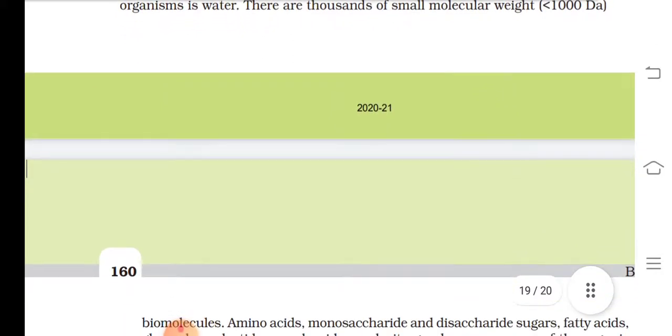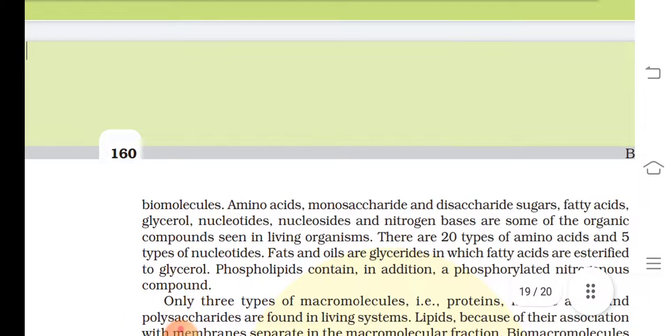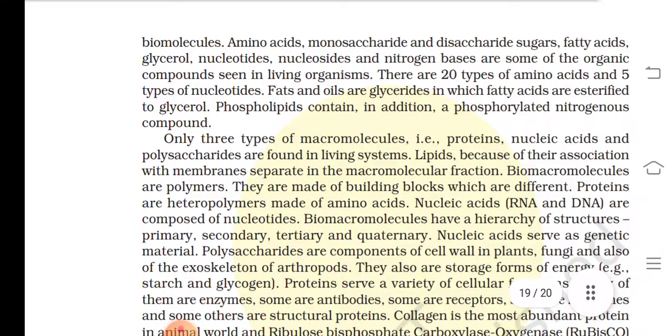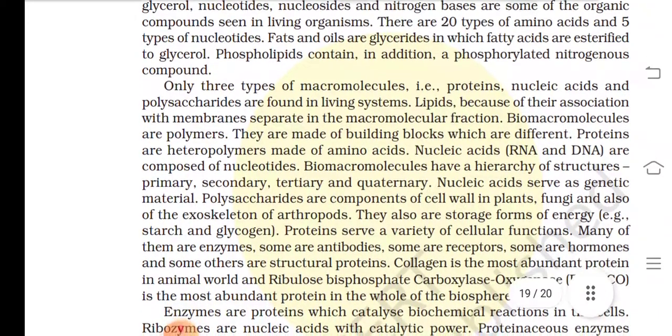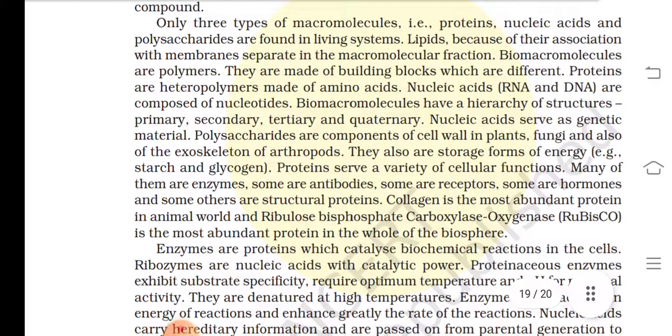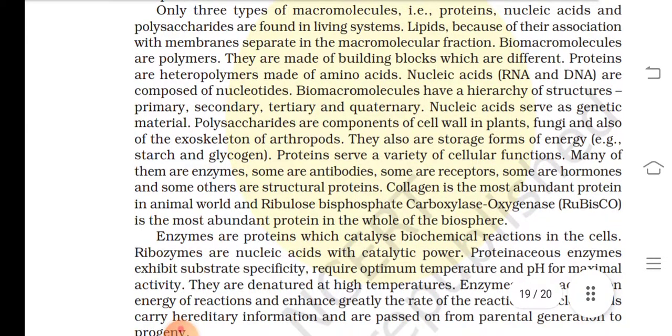There are thousands of small molecular weight, that is less than 1000 Dalton, biomolecules. Amino acids, monosaccharides, disaccharides, sugars, fatty acids, glycerol, nucleotides, nucleosides, and nitrogen bases are some of the organic compounds seen in living organisms. There are 20 types of amino acids and 5 types of nucleotides. Fats and oils are glycerides, in which fatty acids are esterified to glycerol. Phospholipids contain, in addition, a phosphorylated nitrogenous compound. Only 3 types of macromolecules, that is protein, nucleic acid, and polysaccharides, are found in living systems. Lipids, because of their association with membrane, separate in the macromolecular fraction.